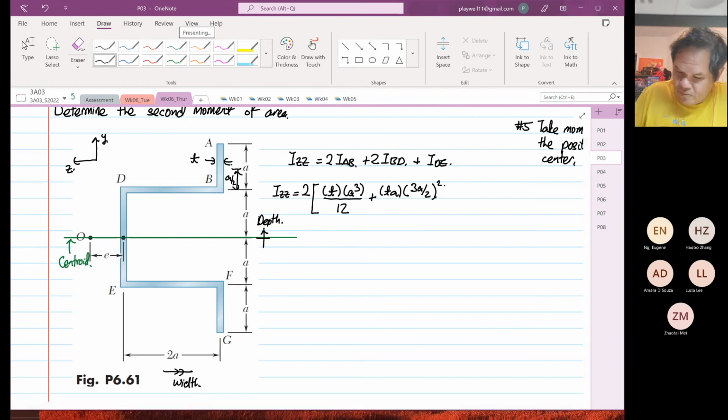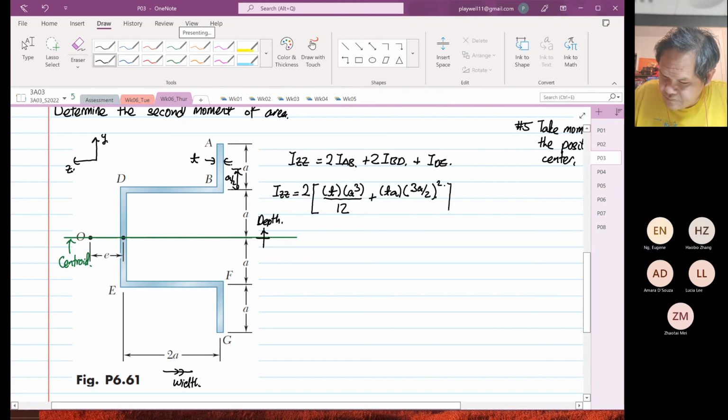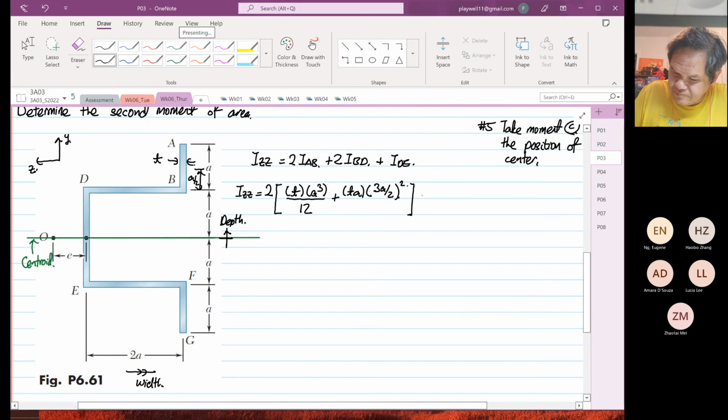Okay, so this is 2 IAB, and then we plus again twice. So our width now is 2A. Our depth now is T cubed over 12 plus 2AT multiplied by A squared. Okay.